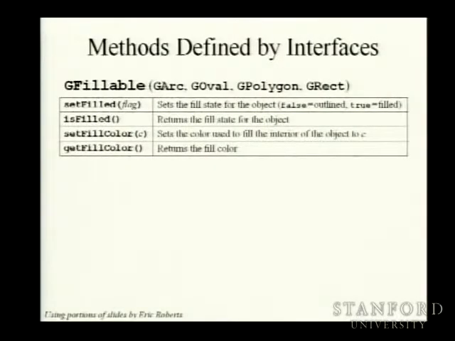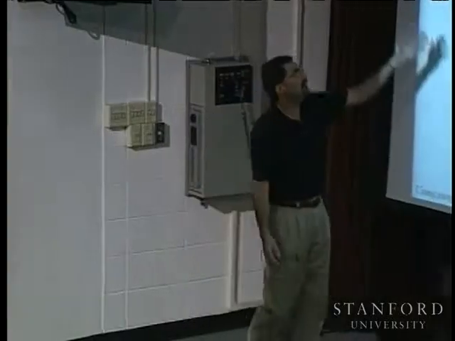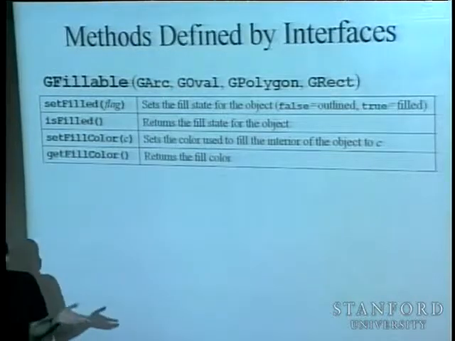Okay? So there's something called GFillable. That's an interface. So GFillable is a set of methods that a certain set of classes have, and the classes that have it are a GArc, a GOval, a GPolygon, and a GRect. Okay? So notice you might say, hey, Meron, those are all GObjects. Why isn't everything that's a GObject GFillable? Because there are some things like a GLabel that's a GObject that's not fillable. Okay? So that direct hierarchical relationship doesn't hold. I have some subset of the classes that actually have this. And fillable are just the things that can be filled.